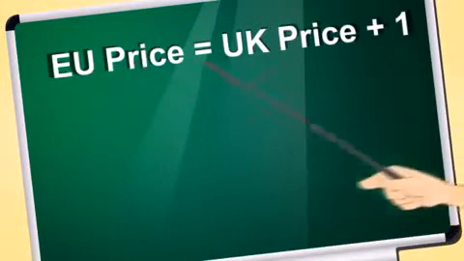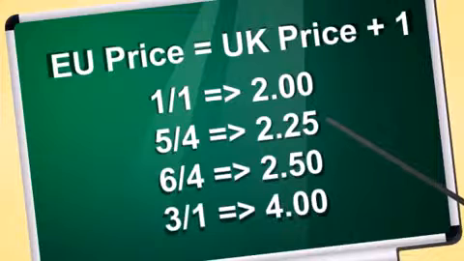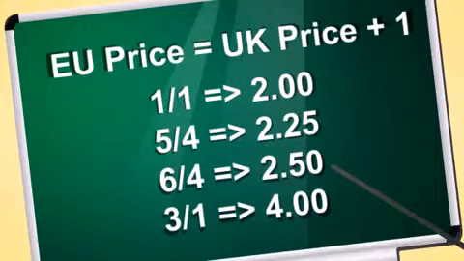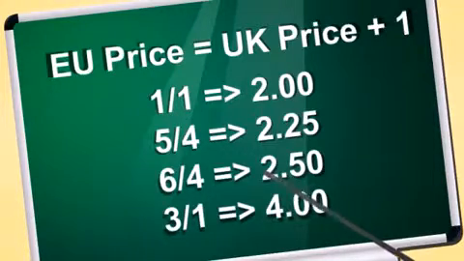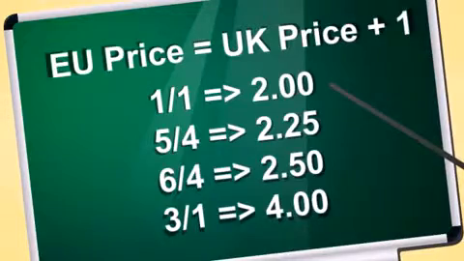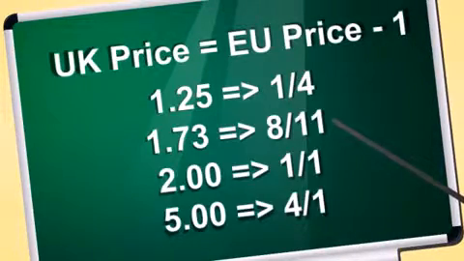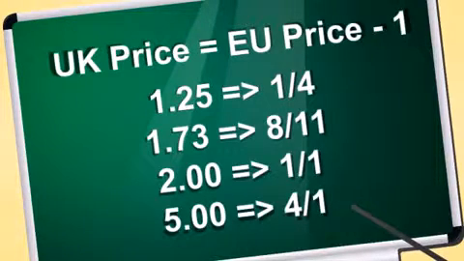You've probably realized that it's easy to convert UK odds into European prices. All you do is turn the fraction into a decimal and then add 1. The 1 that you add simply represents your original stake. Here are some examples. Of course, the opposite is also true, so to convert a European price into the UK format, you just minus 1 and turn the result into a fraction.